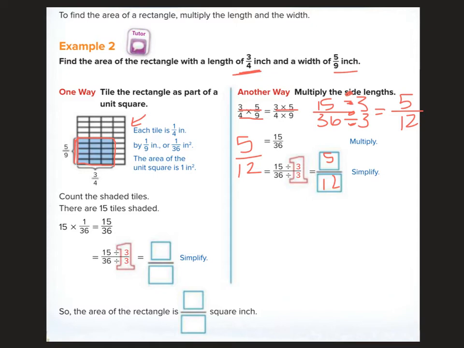So like I said, I tend to enjoy simplifying first because then I don't have to multiply such large numbers and then divide. I'm dividing smaller numbers. I'm simplifying with smaller numbers as opposed to bigger numbers. So the area of the rectangle is 5/12 square inches, which is less than 1 inch, right? 5/12 is less than 1 inch. It's about half an inch.